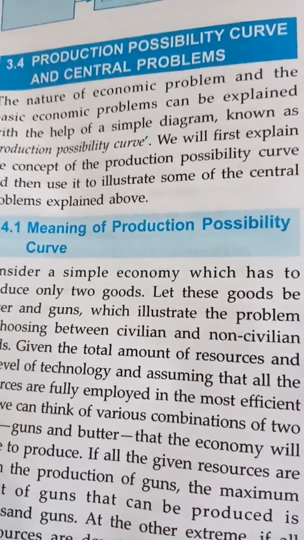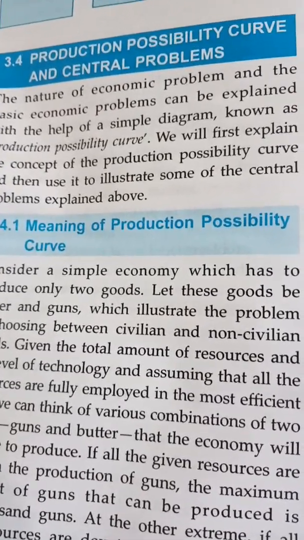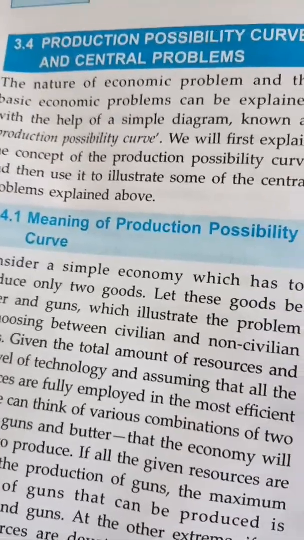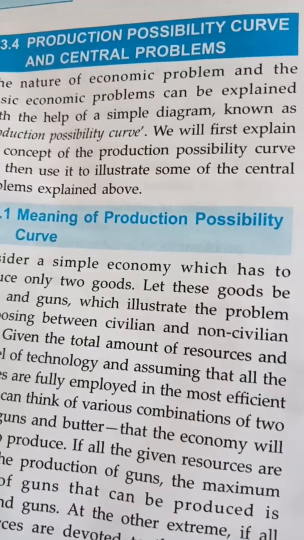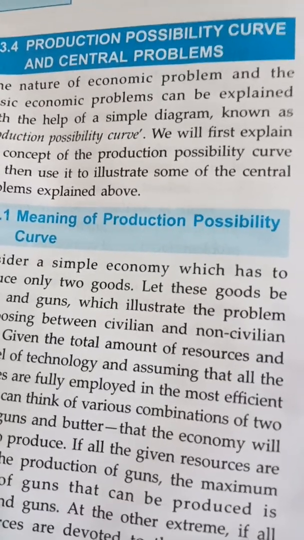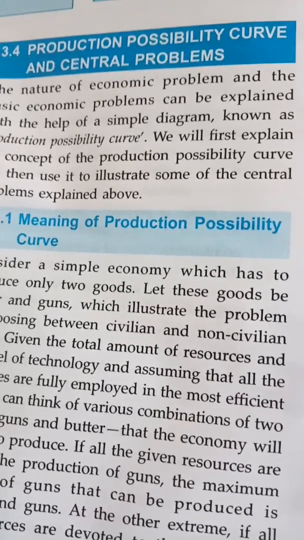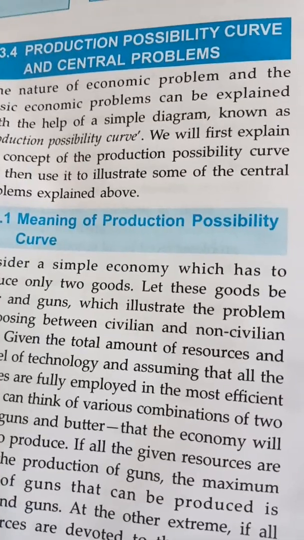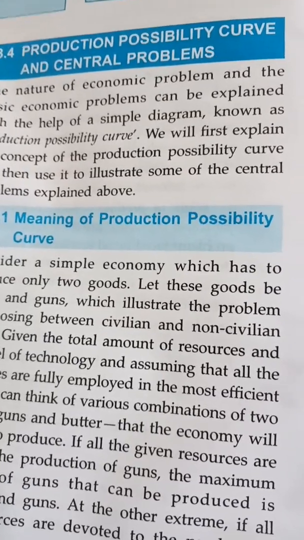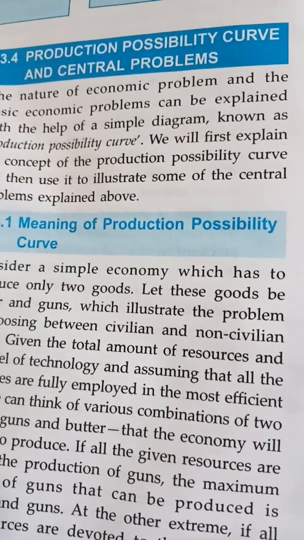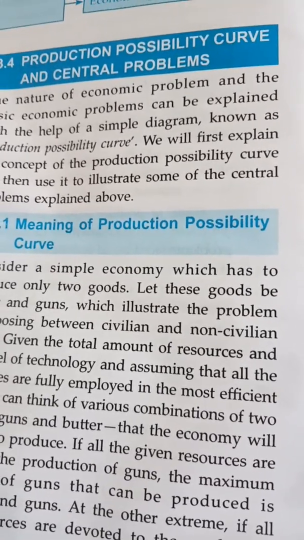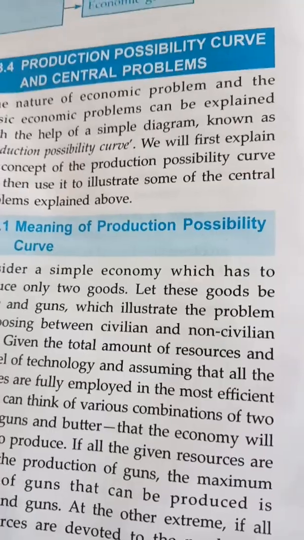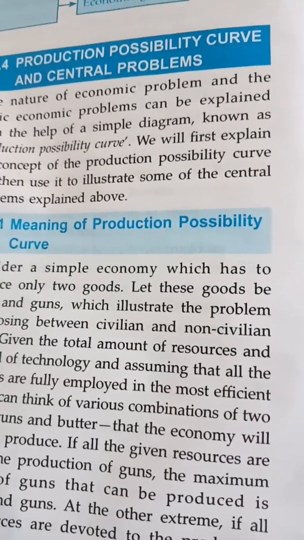Now, let's see how we derive it, how we derive the production possibility curve. For that, we shall take an example. In our example, we assume that in the economy of the country, two goods are to be produced. The two goods are butter and guns. B-U-T-T-E-R, butter and guns.